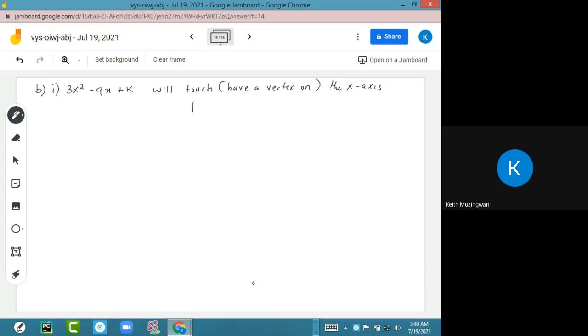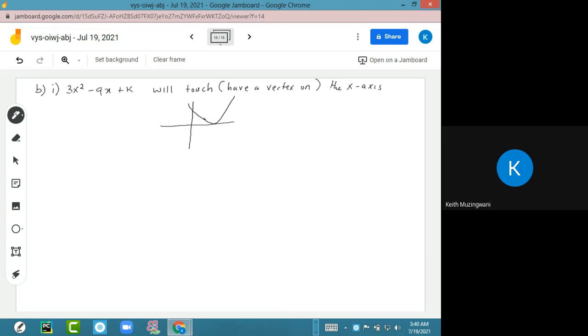An illustration of this is saying x: it will touch the x-axis. It must touch and not cross. Make sure that it touches the x-axis. It won't cross it, it will just touch.